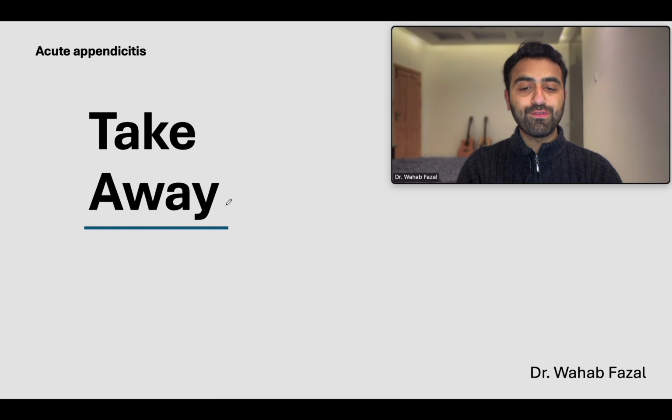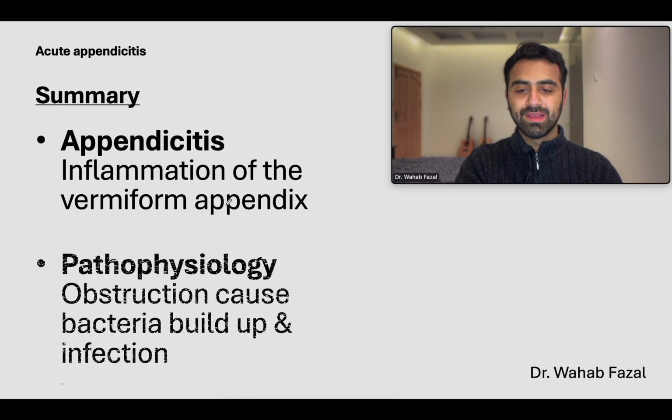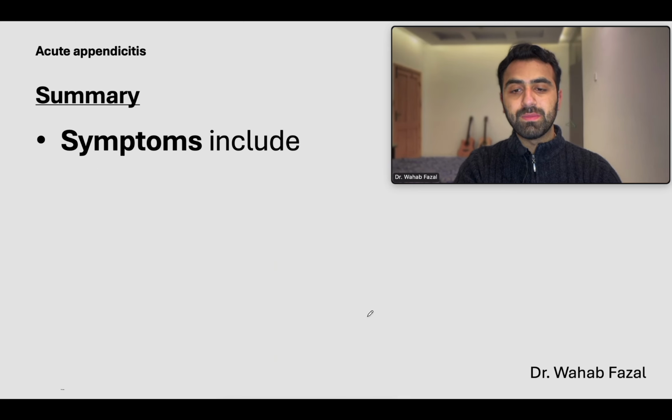So what's the takeaway from this lecture? Appendicitis is inflammation of the vermiform appendix. The appendix is that vestigial organ that is attached to your colon. What's the pathophysiology? Obstruction due to some sort of fecalith in older people, which is basically feces deposition, and in peds, it's due to lymphoid hyperplasia, which causes the infection and buildup of inflammation.